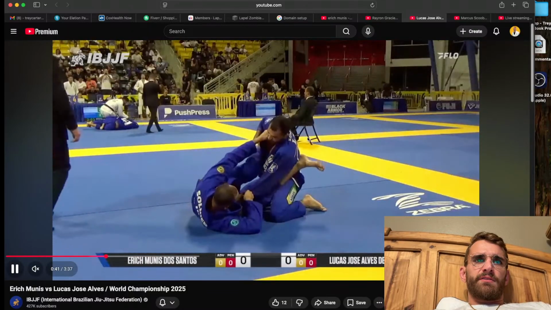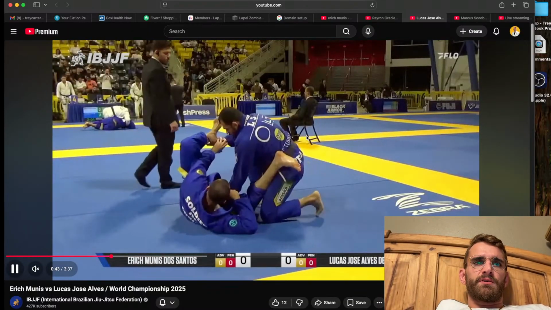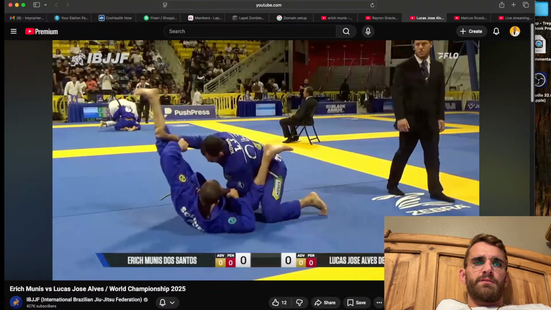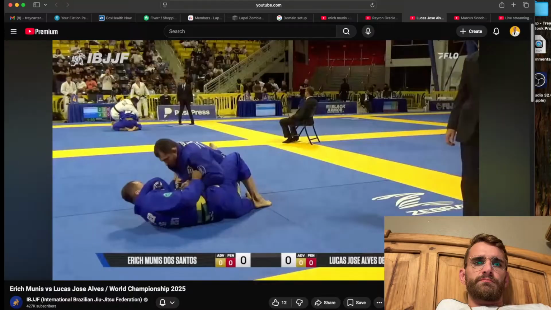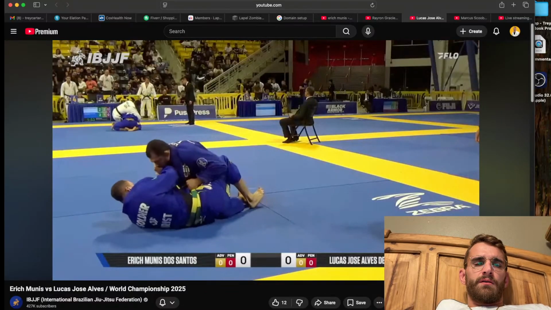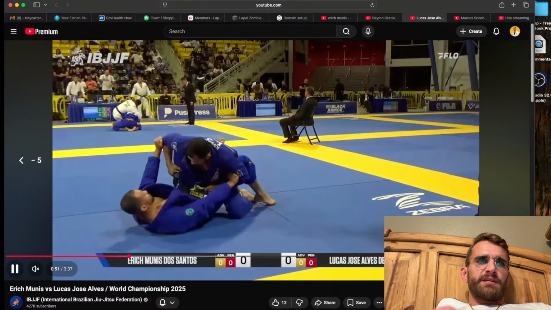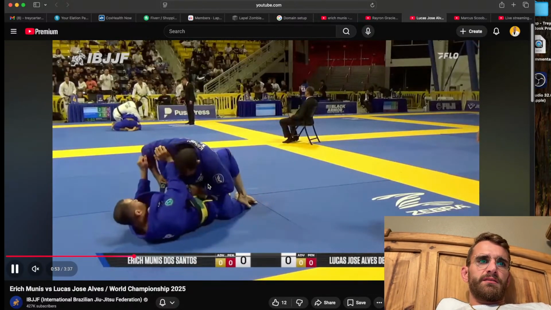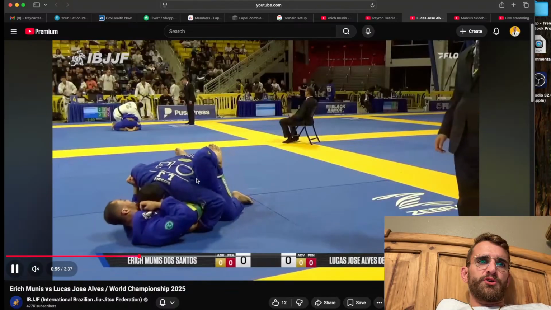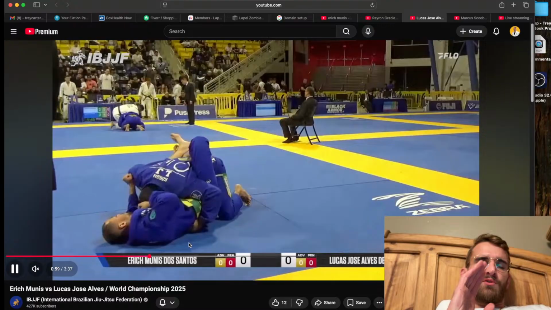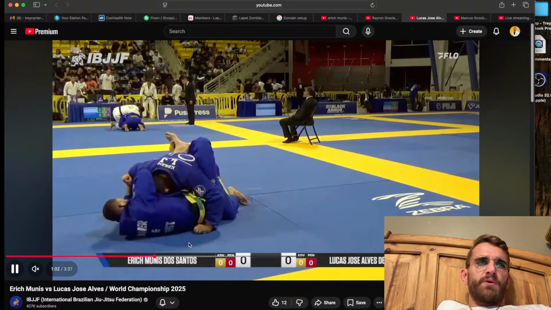Collar sleeve. I don't think I've seen Erich ever play collar sleeve before. So this is interesting. Erich does have a good double sleeve, but instead of pushing here, if you have the sleeves and you get your hips off angle, you can bring one of your knees to the inside and win the inside space, and then with your knee, drive your partner away.